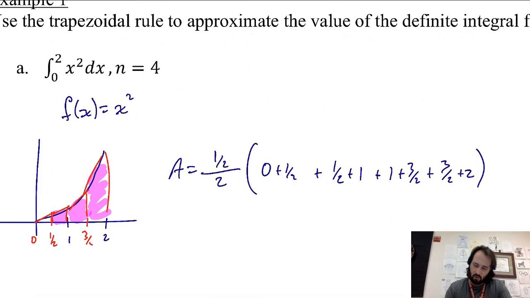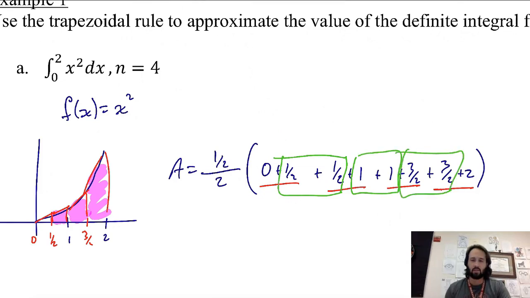If you notice, this is how all of my trapezoids are split up, so I have 4 trapezoids. The other thing that's kind of cool is that the 1/2, the 1, and the 3/2, I'm essentially adding those and doubling them. The only things that are not doubled are my endpoints out here, my 0 and my 2. Those heights are the only ones that are not doubled.